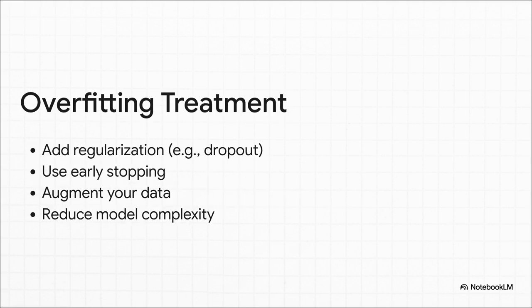So what's the prescription? Well, you've got a few go-to treatments in your medical bag. You could add regularization, like dropout, which helps prevent the model from relying too much on any one part of the data. A really popular one is early stopping. You just stop the training right when you see that validation loss start to tick up. Or you can try feeding it more diverse data, or even just make your model a little simpler.